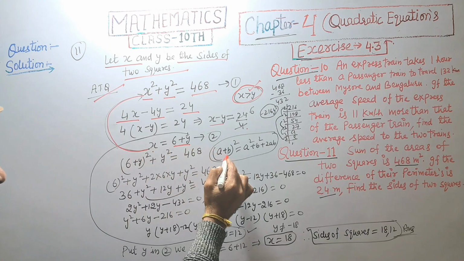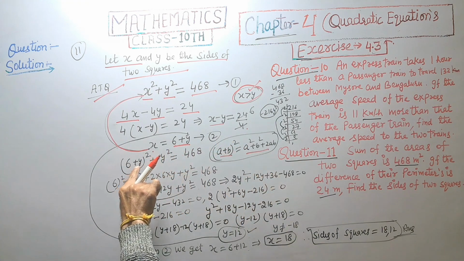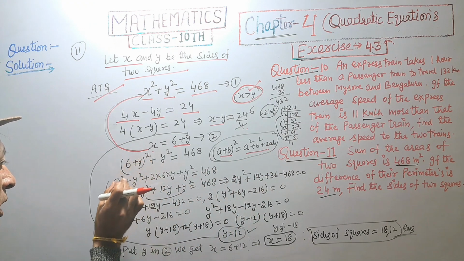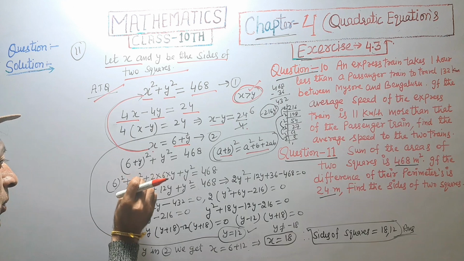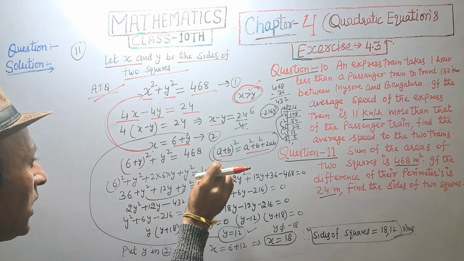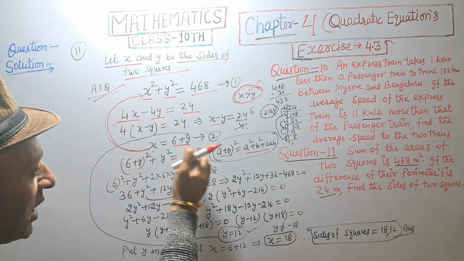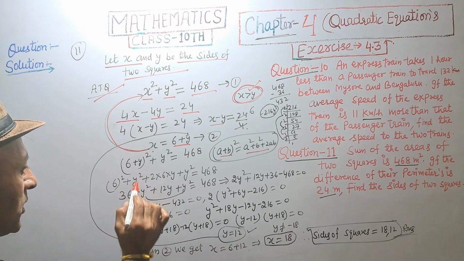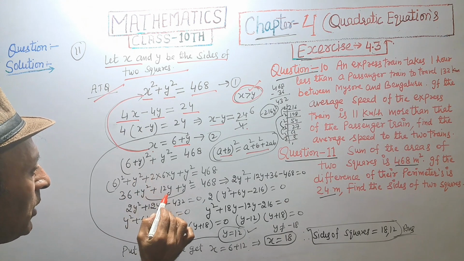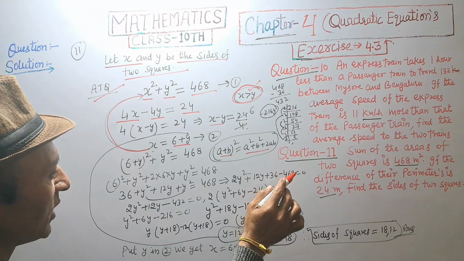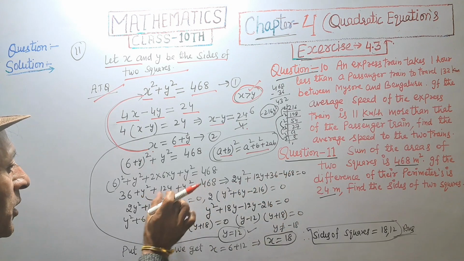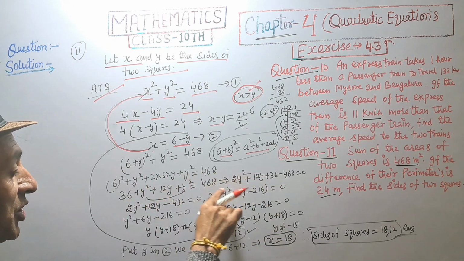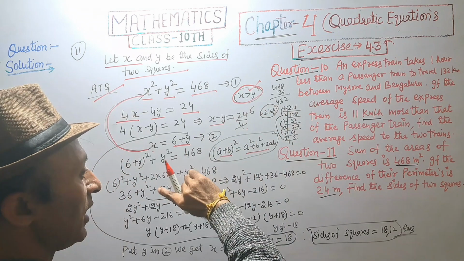As we know that (a + b) whole square is equal to a^2 + b^2 + 2ab, applying the formula, (6 + y) whole square equal to 6^2 + y^2 + 2 into 6 into y, plus y^2, is equal to 468. 6 6s are 36 plus y^2 plus 6 2s are 12y plus y^2 is equal to 468. y^2 + y^2, that is 2y^2 + 12y + 36, and shifting 468 to the left side, is equal to 0.